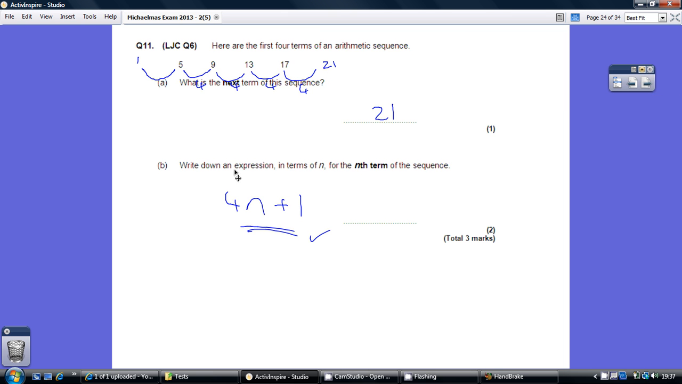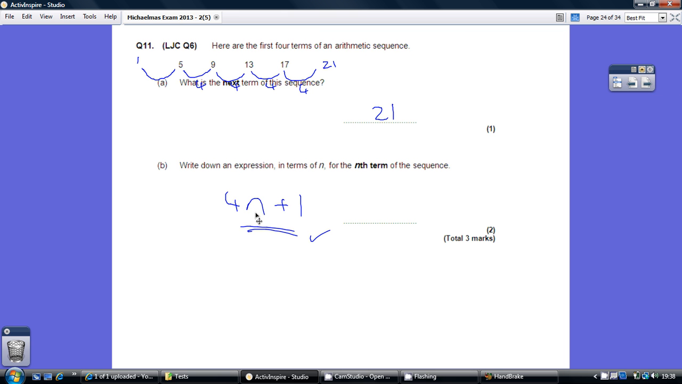Now this expression, we've just got to get a routine for sorting this. First thing we do is we write down the number it's going up in, which is 4 each time, and write down 4n. Had it been going up in 5s, we would say 5n, and so on. So that's step 1, 4n.